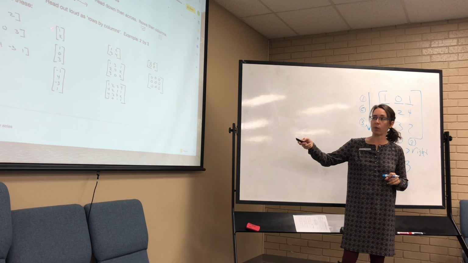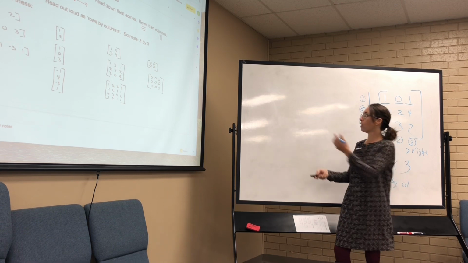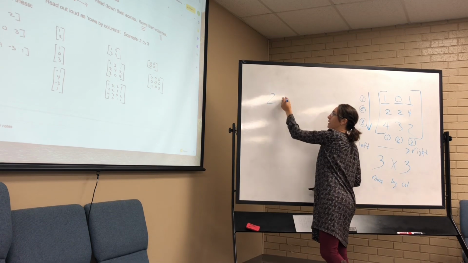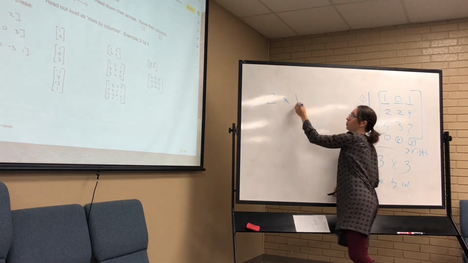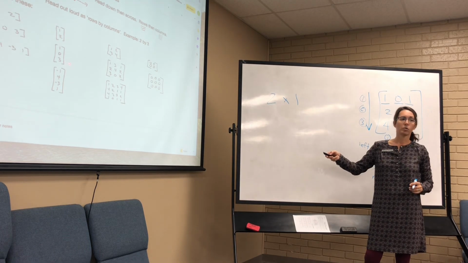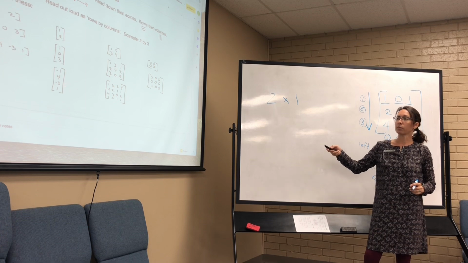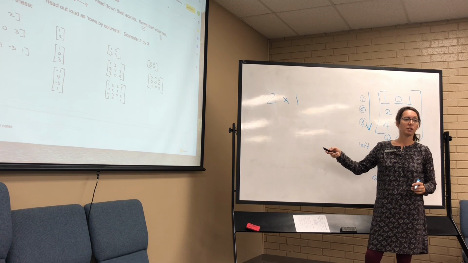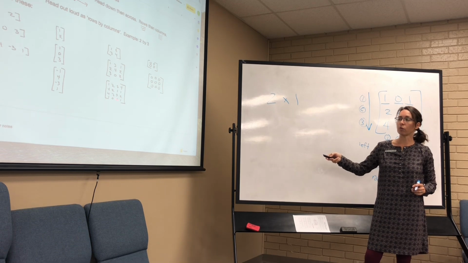So we always read our rows first. So the first one has how many rows? 2 rows. And how many columns? 1. So it's a 2 by 1. The second one? 3 by 1. 4 by 1. Perfect. This one we have 2 rows, 2 columns. 2 by 2. 3 rows, 3 columns. 3 by 3. 4 rows, 4 columns. 4 by 4.